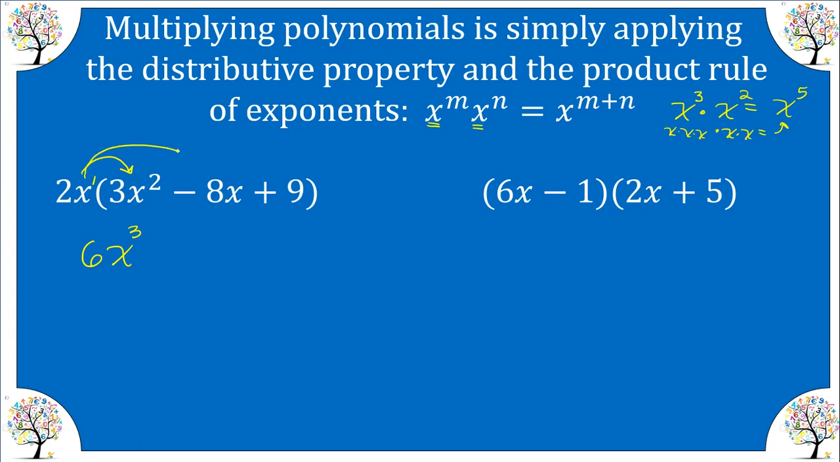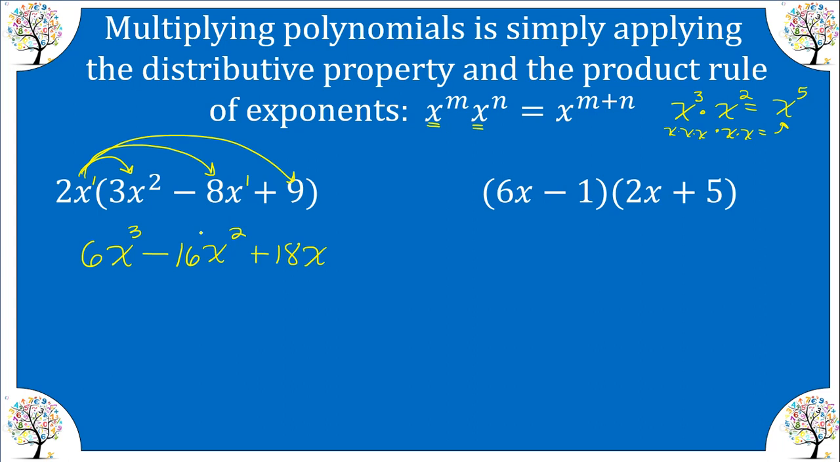Now we're going to multiply the 2x times minus 8x. The 2 times the 8, and that's a negative 8, is negative or minus 16. And then the x times the x gives us x squared. And then lastly, the 2x times 9 gives us the 2 times 9, and it's positive, is 18x.